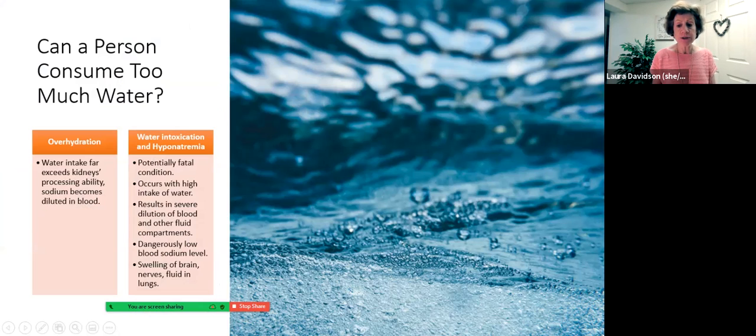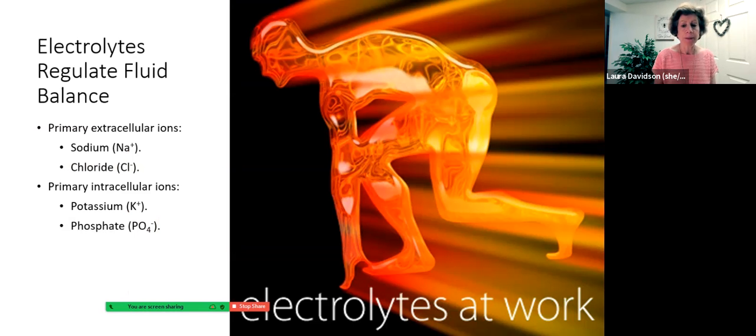Can a person consume too much? The answer is yes, although it's rather difficult to do. You can overwhelm your kidney's ability to excrete the extra fluid. And that would typically occur when someone's consuming just a crazy amount of fluid in a short period of time, or when athletes are exercising or competing in an endurance event, and, as we talked about previously, are replacing fluid but not electrolytes. So hyponatremia then occurs. Okay, so onward.